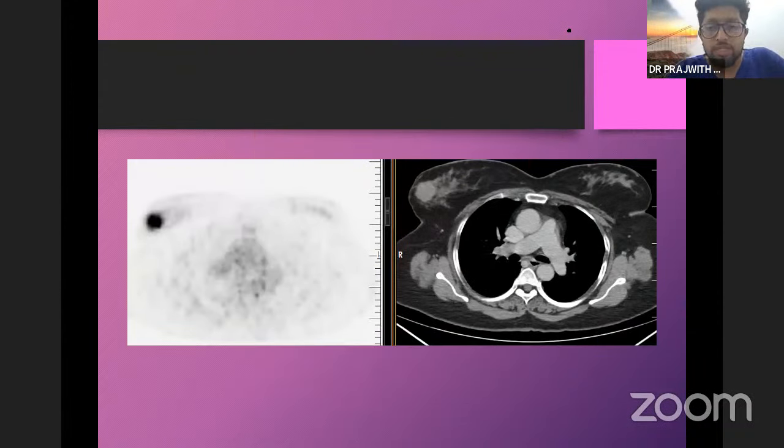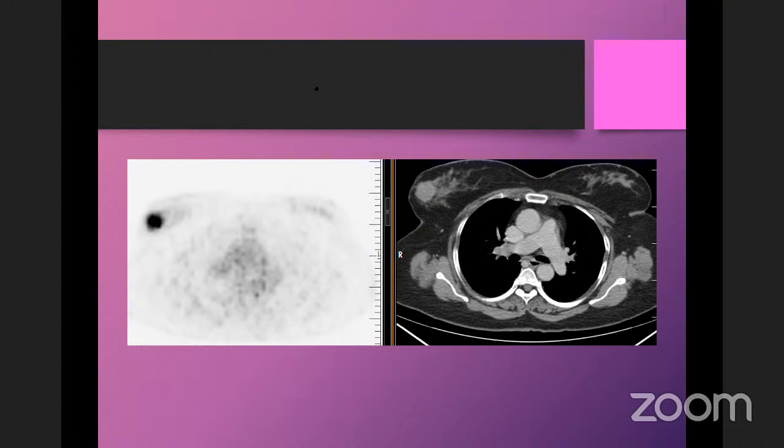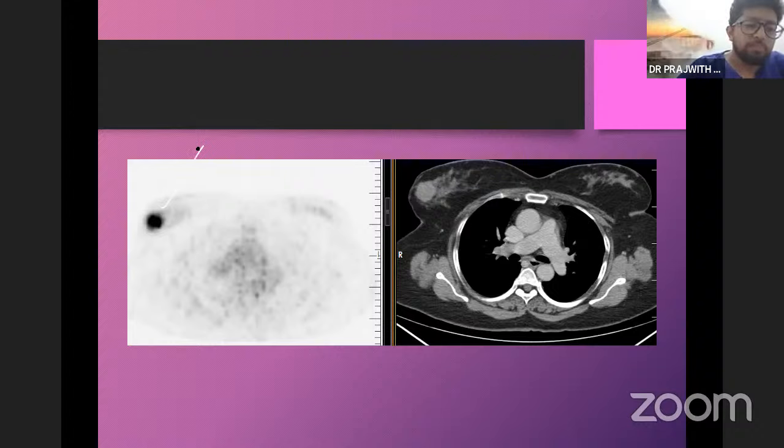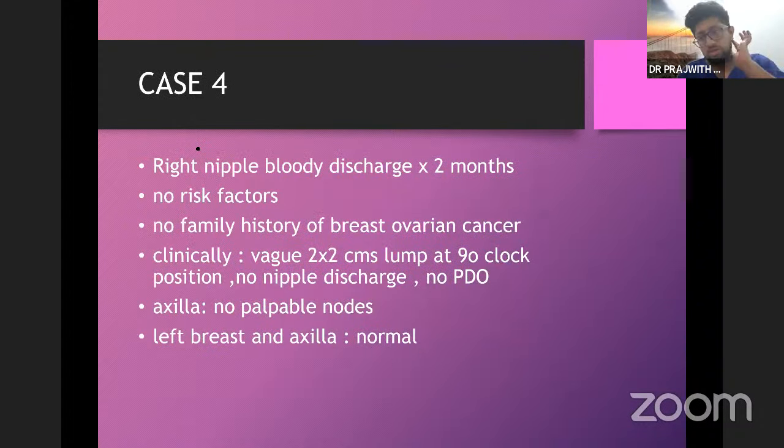So what do you see in the PET CT images? Is it malignancy or not? Yes, it is malignant. PET is showing uptake, so it is malignancy. So that was the second case.